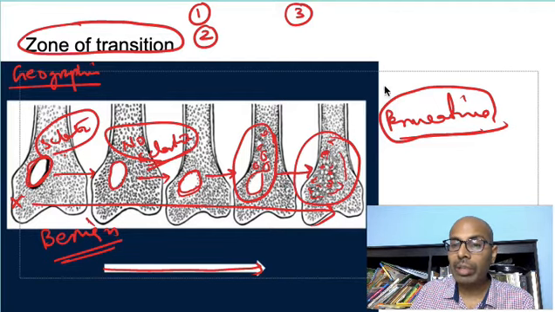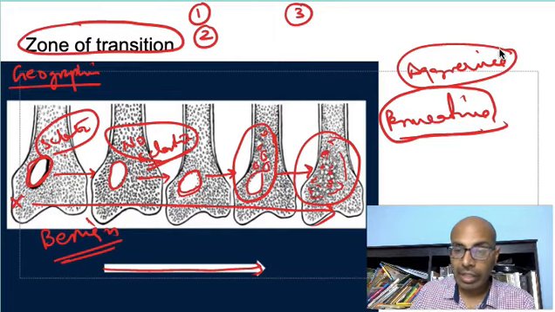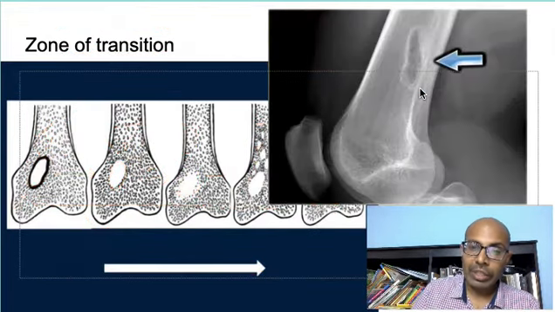Then you have the permeative, which is the most aggressive and most malignant of all bone lesions, where there are only punched out lesions without any central large lesion. So let us look at a few examples of these conditions.